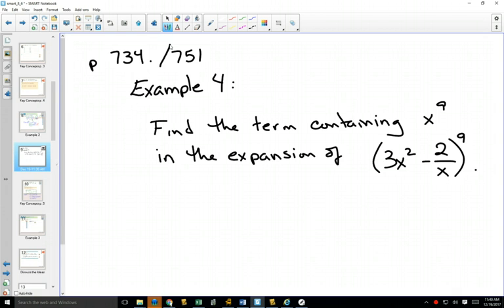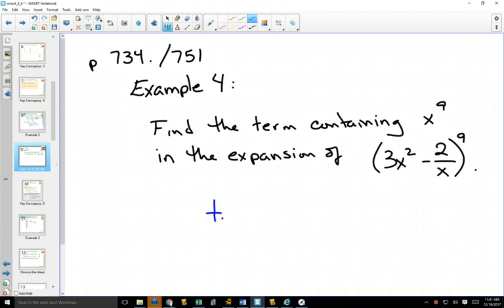10. So one method of solving this is to expand it completely, find all 10 terms, simplify it, and then find the one that has x to the 9. That's the long way of going about this, but if you forget the shorter way, that might be your choice. The shorter way is we can use our formula.